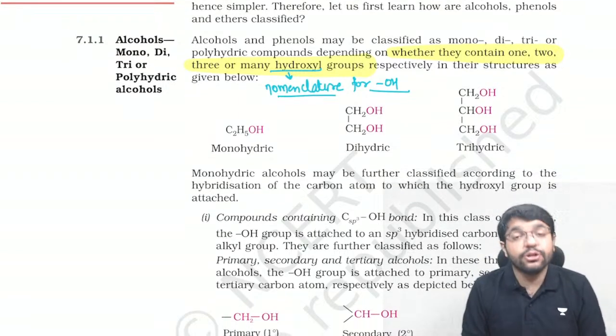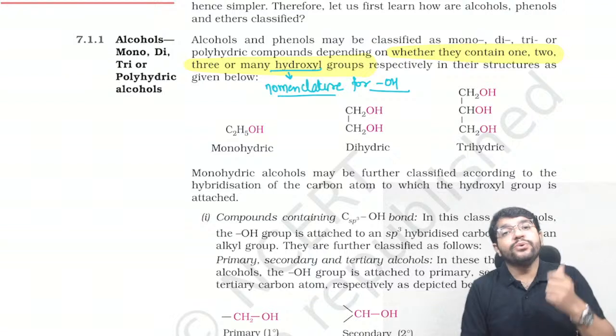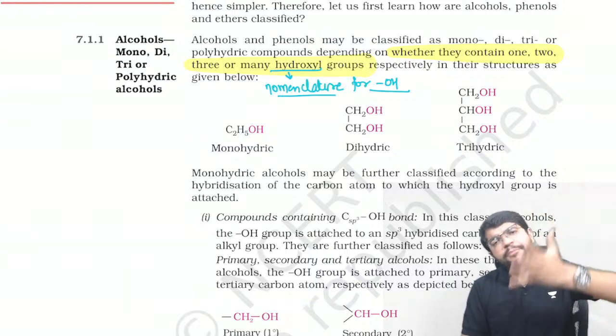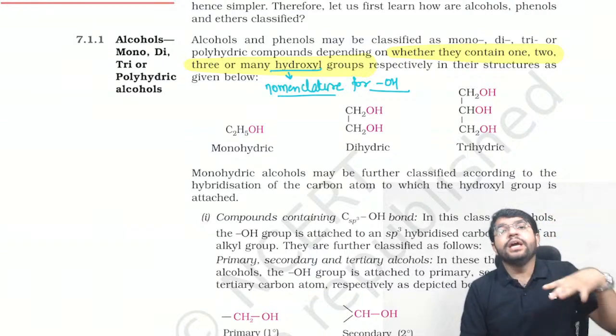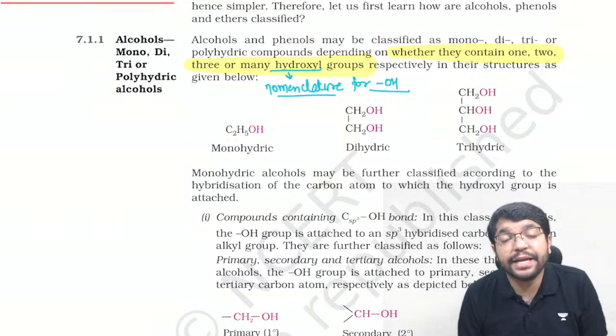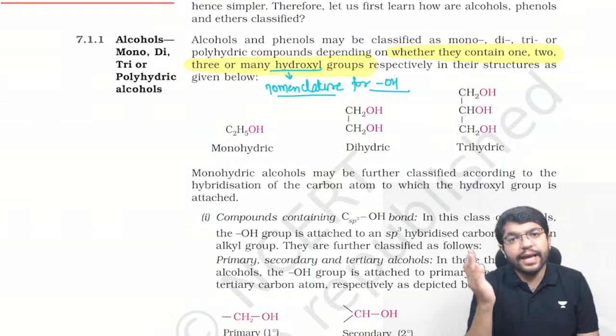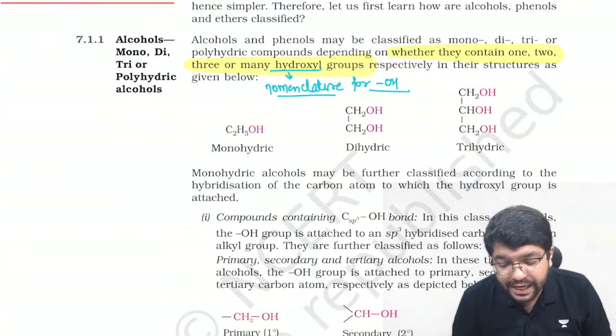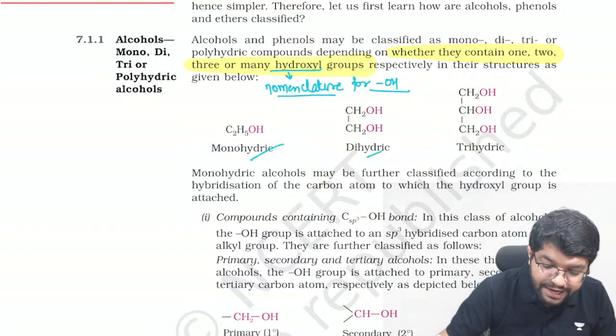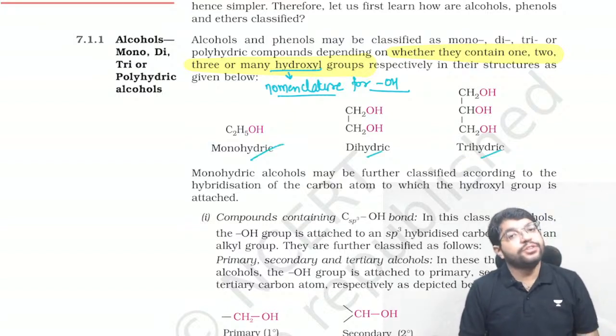Now hydroxyl is the nomenclature for OH. So you have mono, di, tri, and poly. Poly means more than three; it could be in the case of large organic compounds. Mono is very simple: methanol, ethanol, propanol, any common compound we know is a monohydric alcohol. Then dihydric with two OH and trihydric with three.